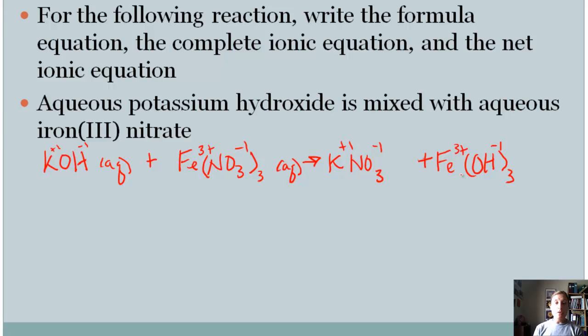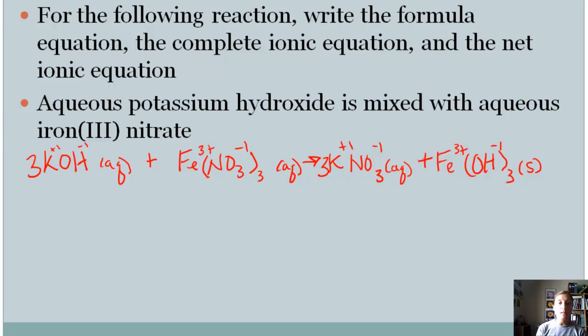Now, if you remember from the solubility rules we talked about before, anything with nitrate is aqueous. Hydroxides are insoluble unless it's a group 1A metal. Iron is not, and so it becomes our solid. Last thing we need to do for this step is balance. I know I have 3 hydroxides, so I need 3 there. That makes 3 potassiums, which makes 3 nitrates. I have 3. Now I'm balanced. That is the formula equation.